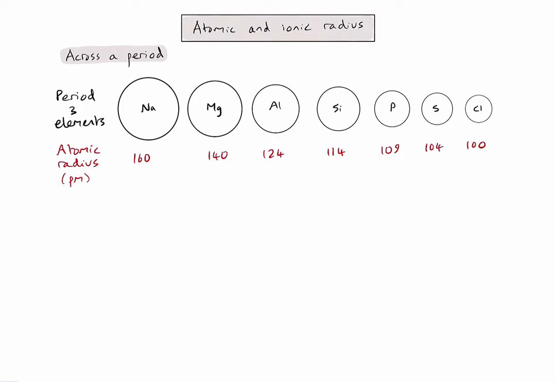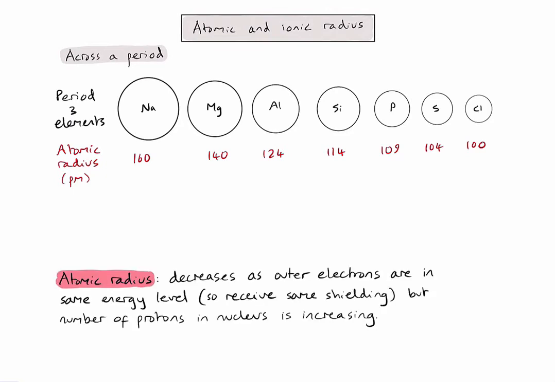And this is because the outer electrons for elements in the same period are all in the same energy level, so they receive the same shielding from the nucleus. However, the number of protons in the nucleus, or the nuclear charge, is increasing by 1 as I move across. So that increased number of protons in the nucleus means a greater electrostatic attraction to the outer electrons, pulling them closer. Let's now add the ionic radii for these elements.